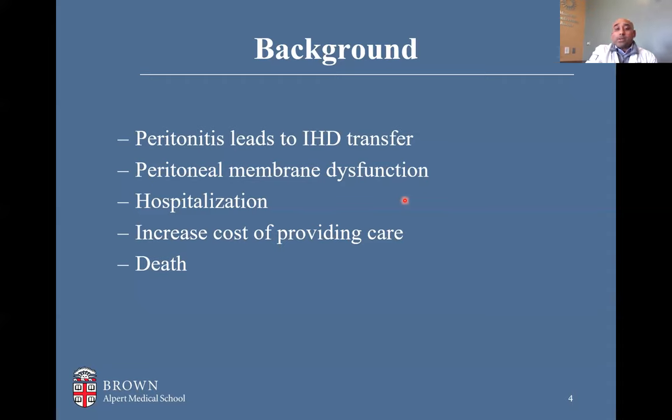Repeat peritonitis episodes can also increase the cost of providing care to our patients, because PD is supposed to be a relatively cheaper way of delivering dialysis compared to hemodialysis. But if we continue to have peritonitis episodes, the cost of care goes up and negates some of the goal of why we do this. And lastly, the most concerning is that really bad infection can lead to catastrophic events and death. So it's important to go over peritonitis in peritoneal dialysis patients.